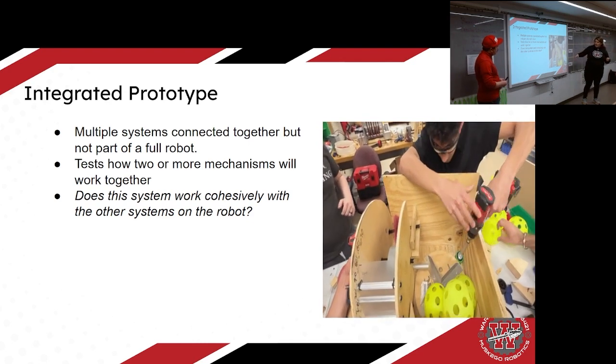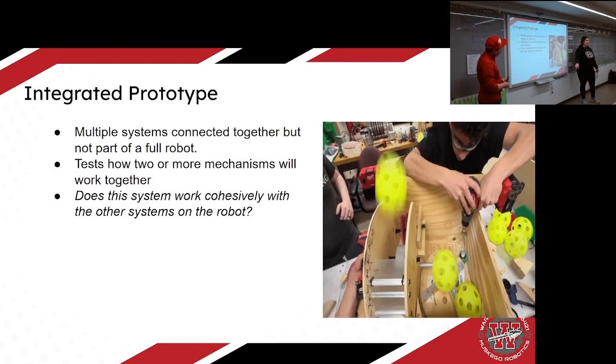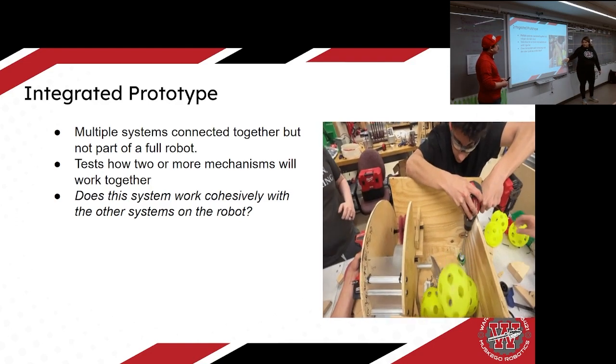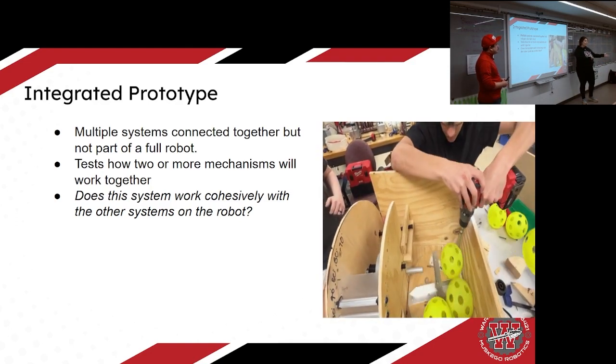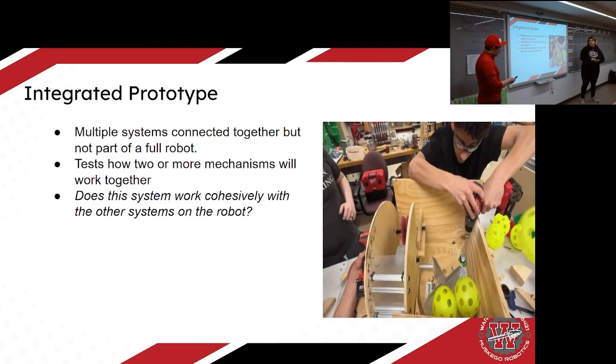Or in this one, we had a spindexer here for these little yellow balls. So that spun them into the shooter, and we needed to make sure that relationship worked, like these could actually physically get into a shooter through this mechanism. So those are some applications for integrated prototyping.